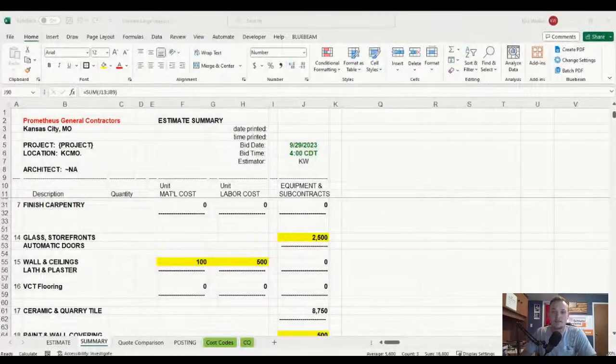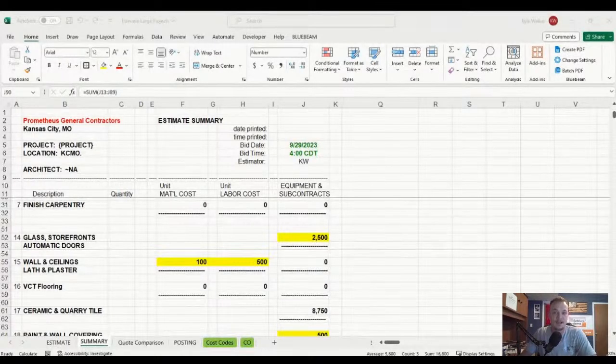Without further ado, we are going to dig into the next step after you've called your bidders and you've held your bid meeting: actually receiving the bids and going over them. So with that, we will get started. I have put this into my commercial estimate. It's just a blank estimate that I use for commercial work.